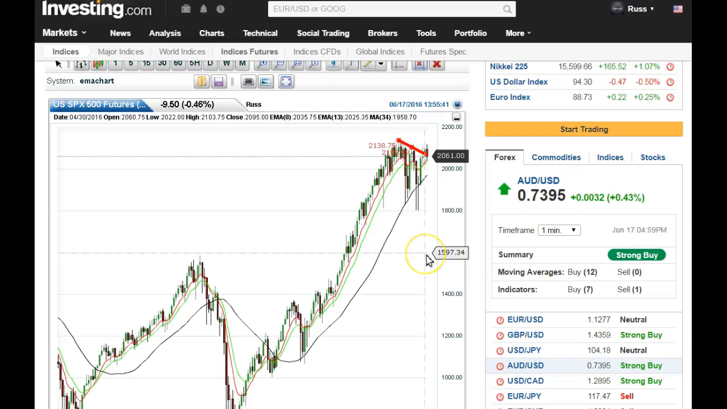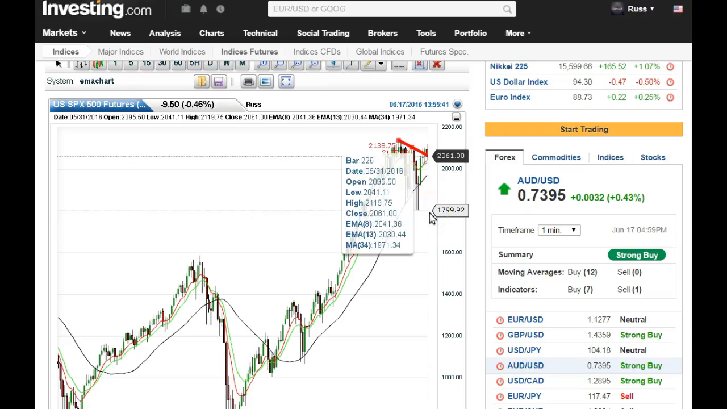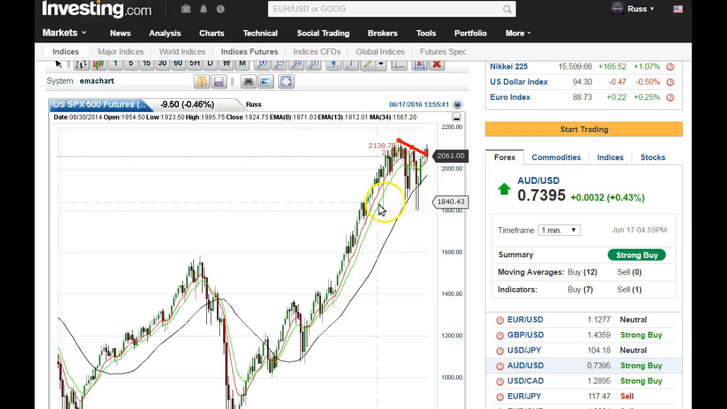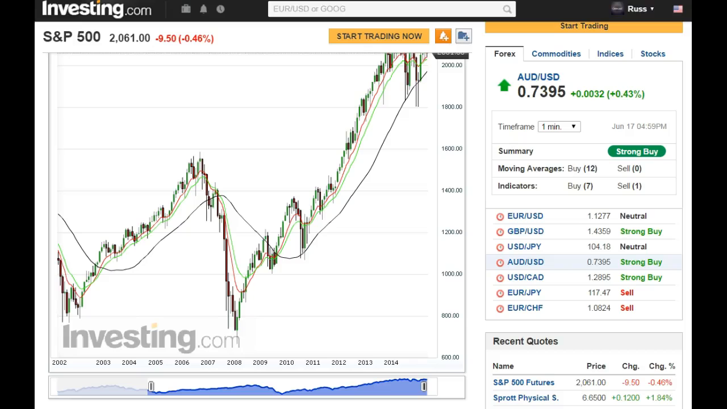Looks like 1600 on the way down is the support. We came down to 1800 twice. That would be the final line of support for the S&P. But so far for the month, it's bearish.